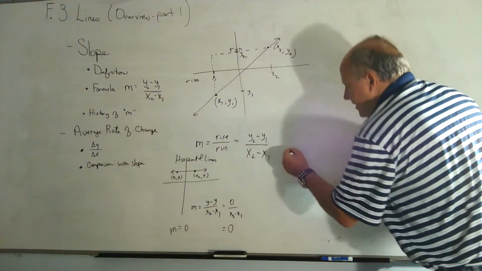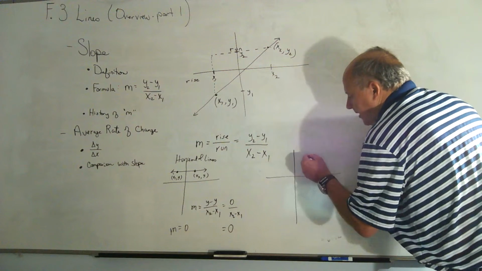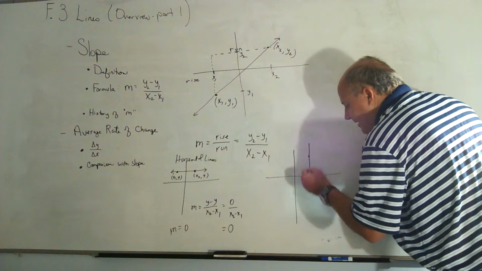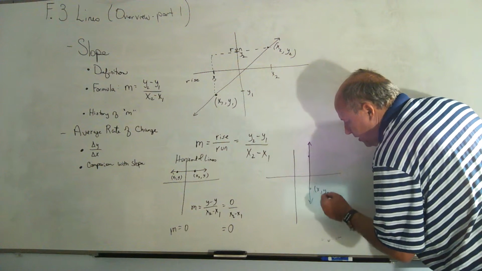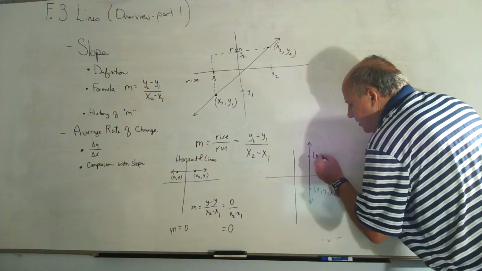Now, if it's a vertical line, that means the x coordinates are the same. So this one we'll call x comma y1, and this one's x comma y2.